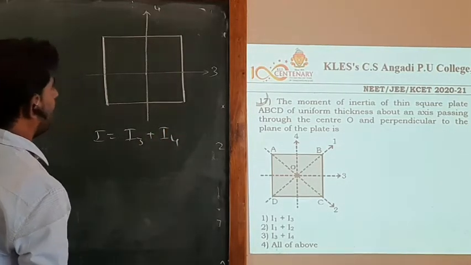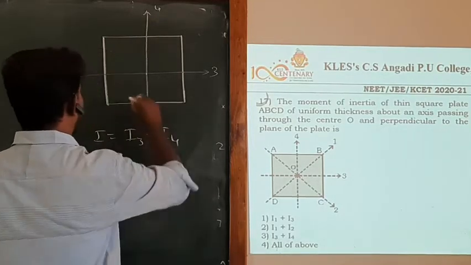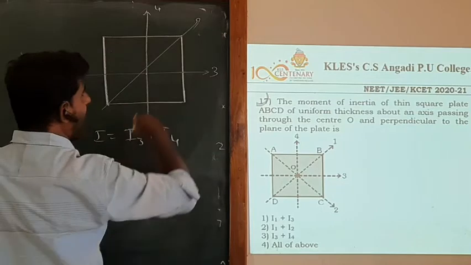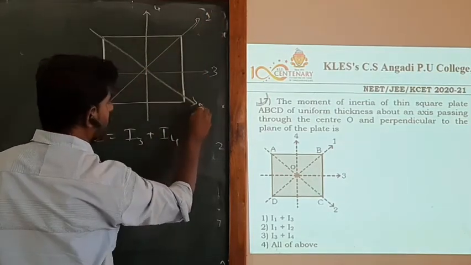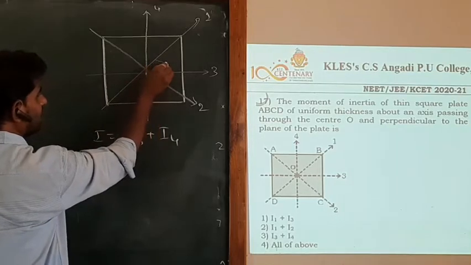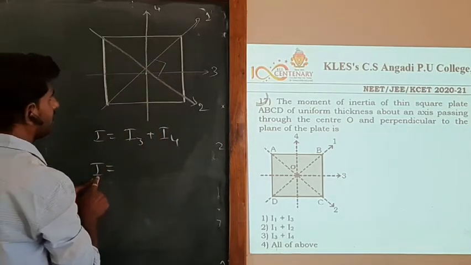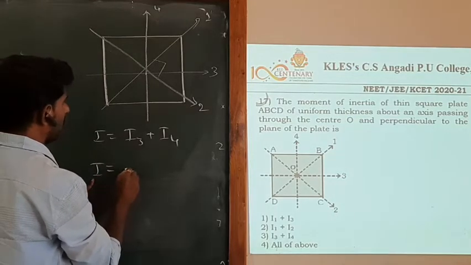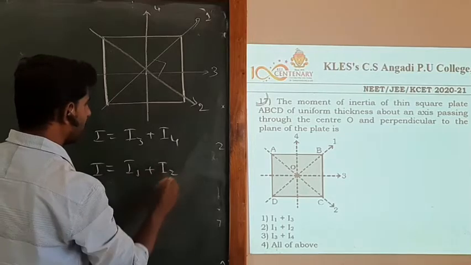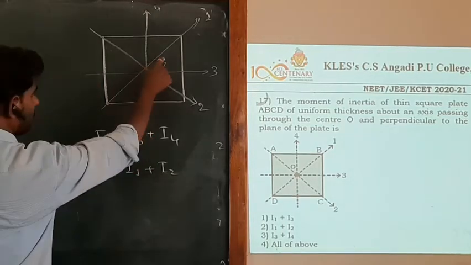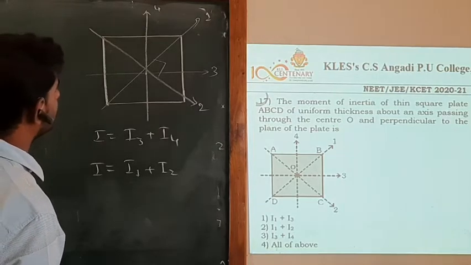Next we can take one more pair, this one I1 and this one I2, and these two are also perpendicular. I can write the moment of inertia about the perpendicular axis is equal to the moment of inertia about the first axis plus the moment of inertia about the second axis. These two are also perpendicular to each other.